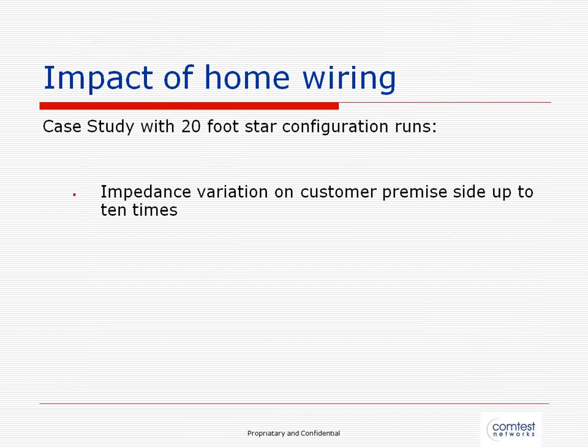While the intention of these tests was to compare microfilters and splitters, the real conclusion we were able to come up with is that the home wiring has a very significant impact on DSL services. In order to understand the reduction in data rates, we can take a look at some key loop parameters. The results we will be reviewing are specific to the star configuration with 20-foot bridge taps. However, the loop parameters are important in any DSL deployment. In specific, we can measure impedance variations on the customer premise side of up to 10 times.